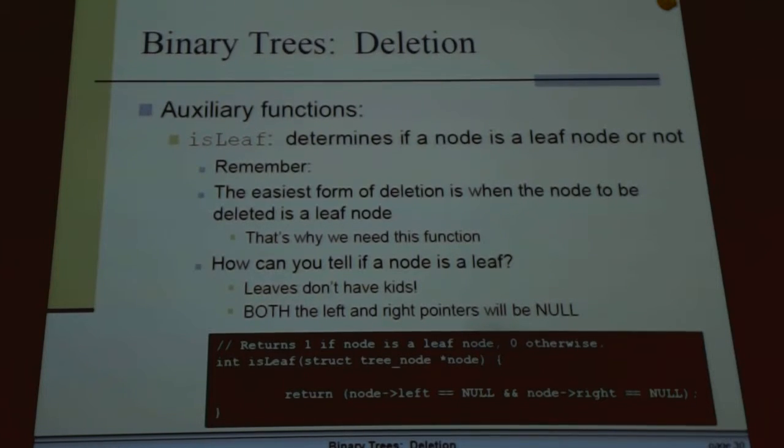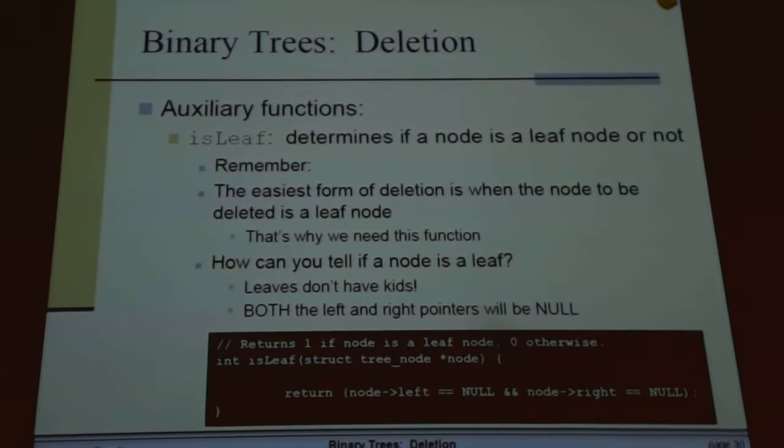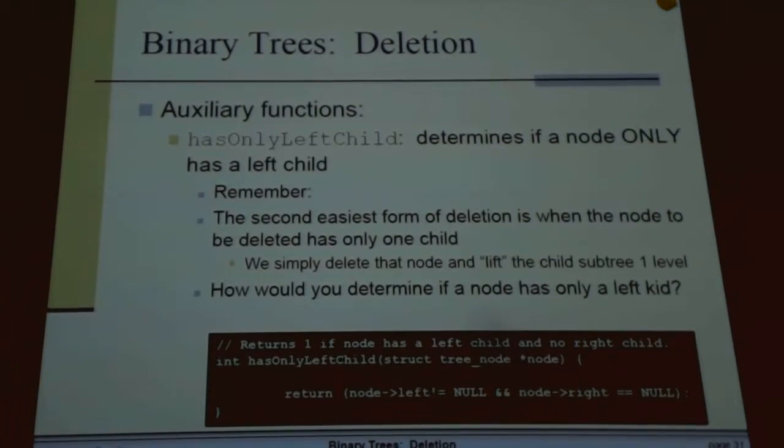So we do care if it's a leaf or not, because that means that we don't have any children. If the node that we find to delete is a leaf, then we know we don't have to worry about any of the relationships of its parent to any children. And so that makes it pretty easy to do that delete.